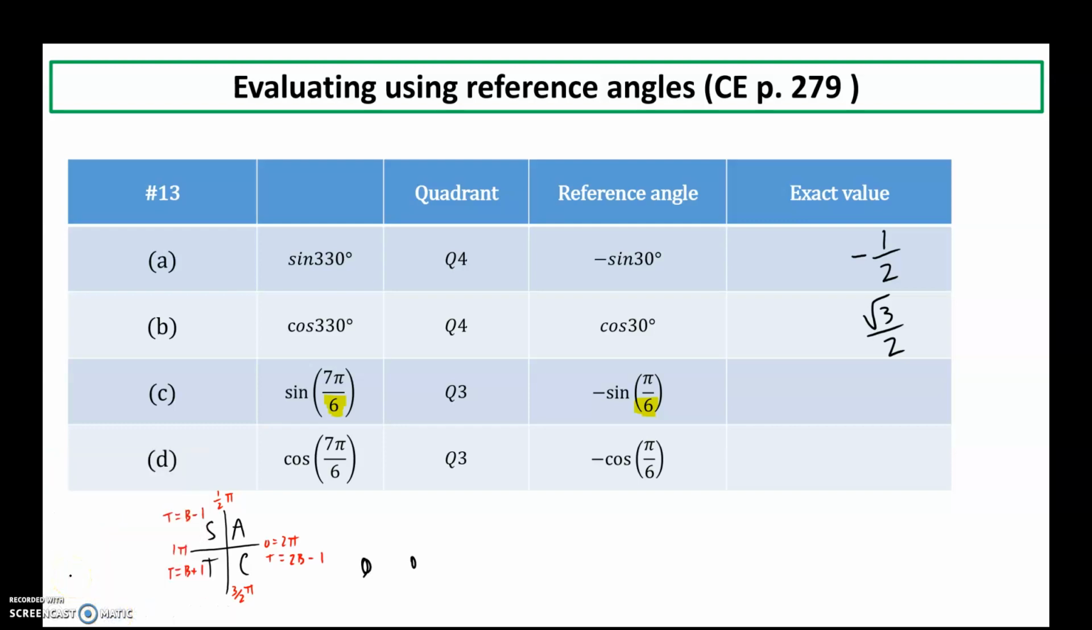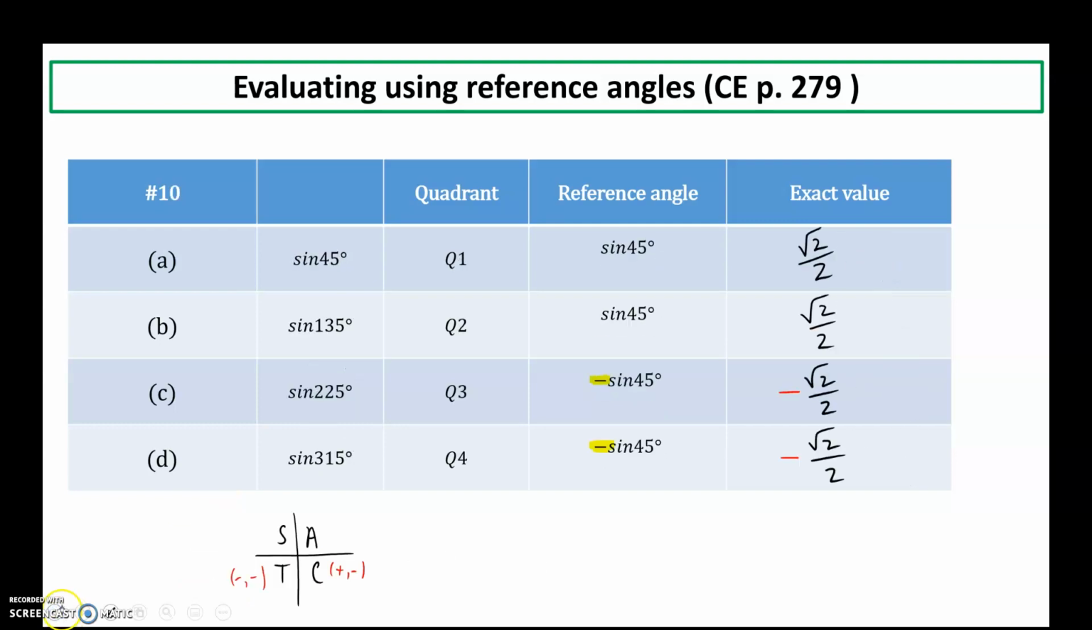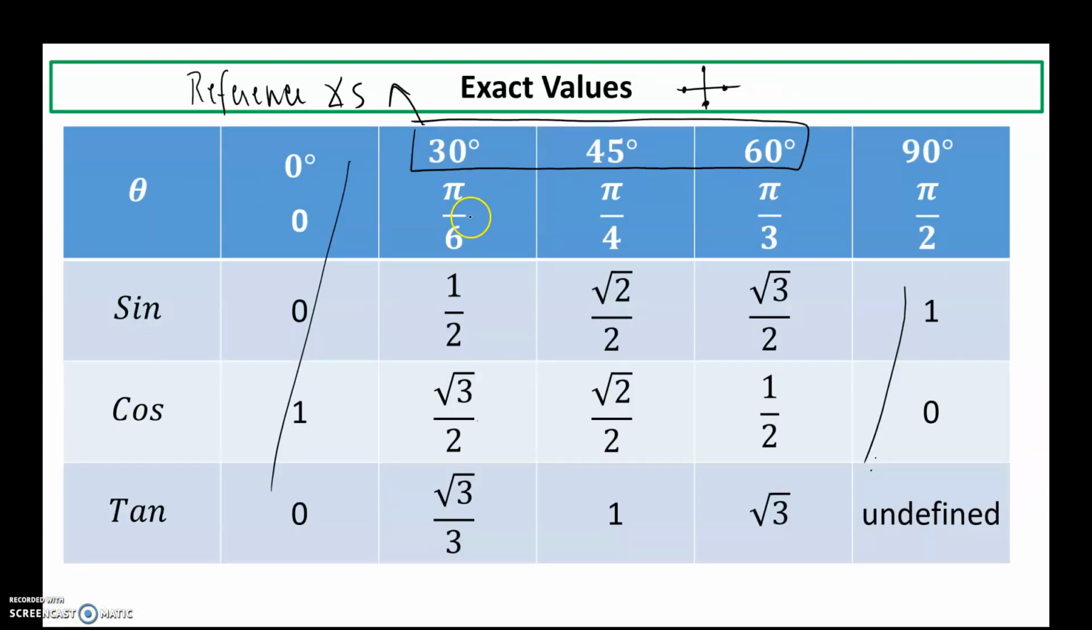Okay, so both C and D, 7 pi over 6, are third quadrant angles. In the third quadrant, both sine and cosine are negative. Pi over 6 is equal to 30 degrees. So this is actually the same answer as A. And then D would be negative square root of 3 over 2. 30 degrees is equal to pi over 6 radians. So you do have to be able to know which radian measure goes with which degree measure.